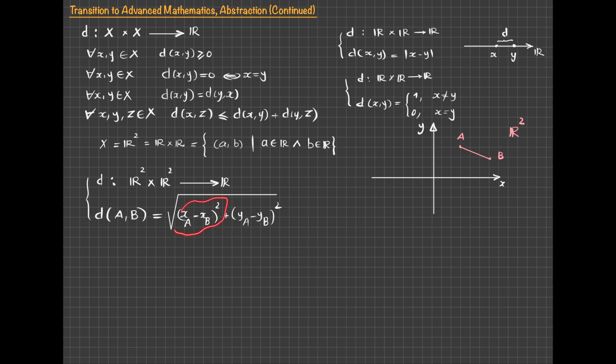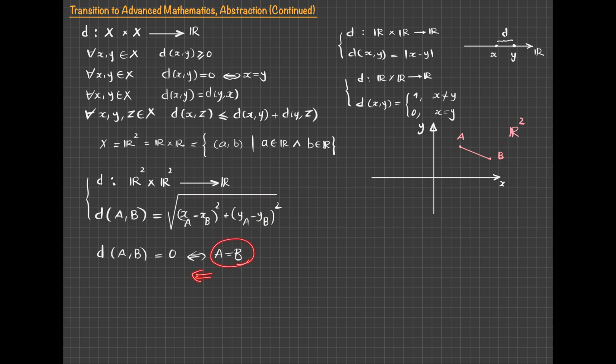Because this second power is non-negative. This is also non-negative. So when I add them, it becomes non-negative. When I take the square root, that's also non-negative. So the first one is clear. What about this one? Is it true? We have to check. So I need to ask myself, is it true that for any pair of points A and B, the distance between A and B is 0 if and only if A is equal to B? Okay, so first let us check in this direction.